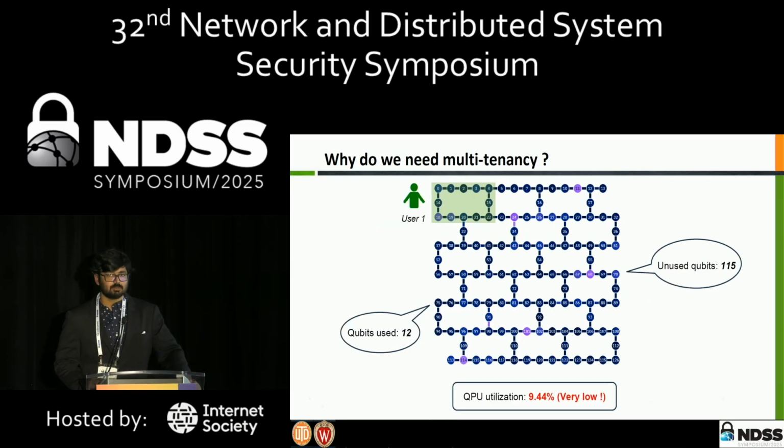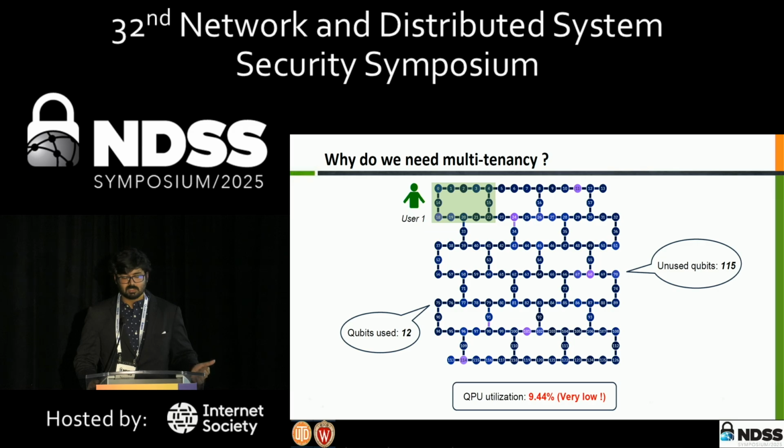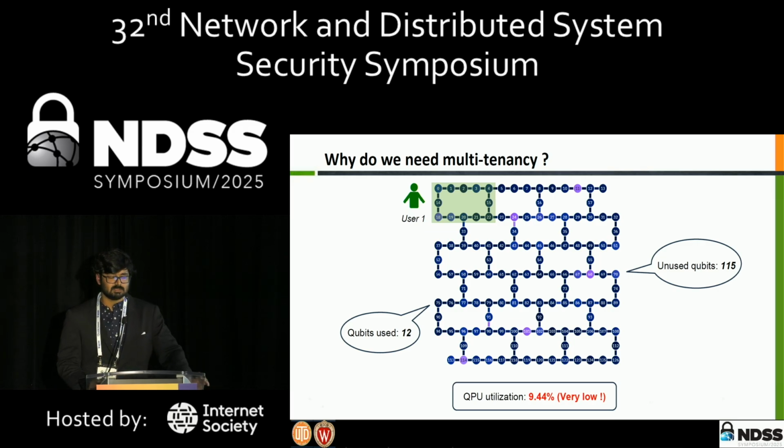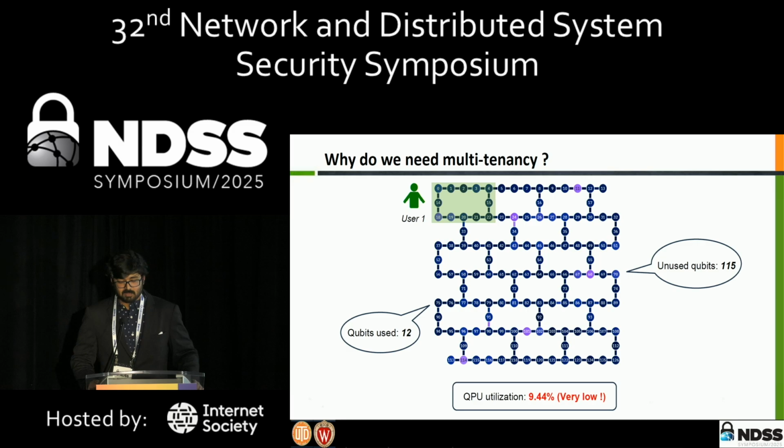However, existing quantum cloud services are essentially single-tenant in nature. So consider this case where the user is utilizing 12 qubits out of a 127 qubit quantum computer. This leads to a quantum processing unit or QPU utilization of 9.44%, which is really low. And we would not want that.